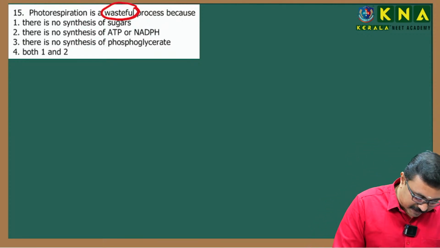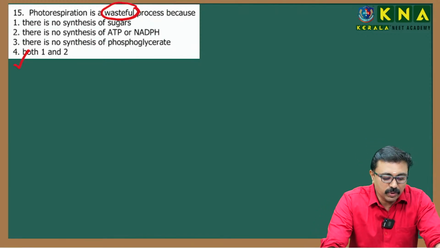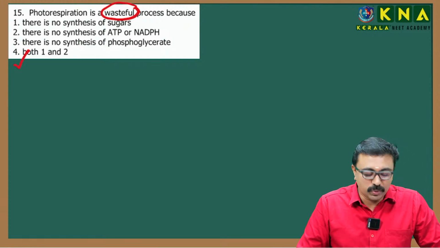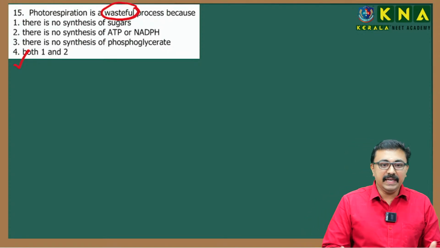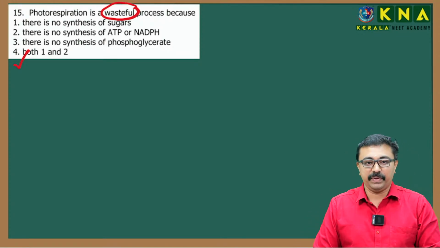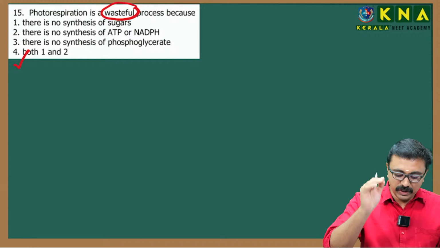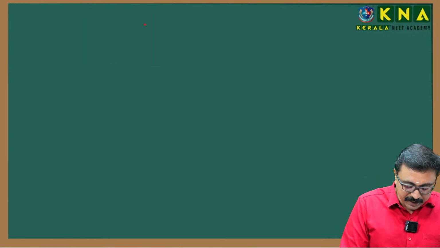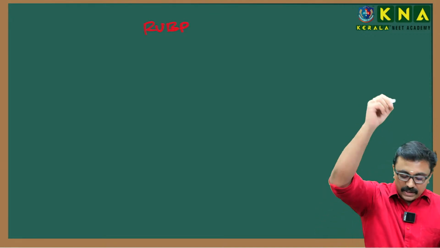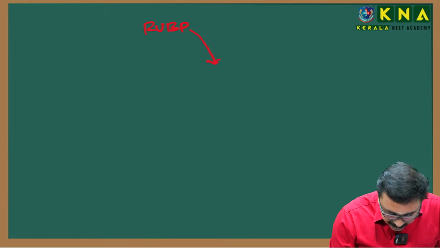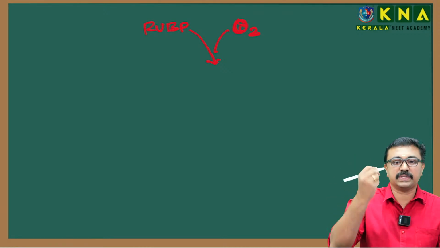Very good. The right answer is option 4, both 1 and 2. The reason is there is no synthesis of sugar and no synthesis of ATP or NADPH. Instead, it utilizes ATP, so photorespiration is a wasteful process. So what do we mean by photorespiration? We all know RuBP can combine with both oxygen and carbon dioxide. Here RuBP combines with oxygen instead of carbon dioxide.